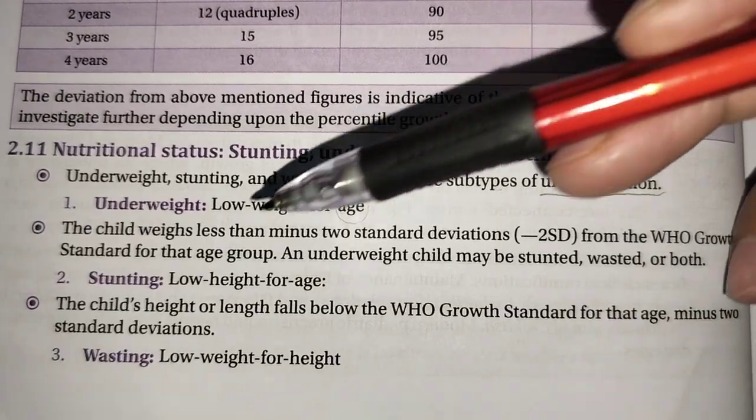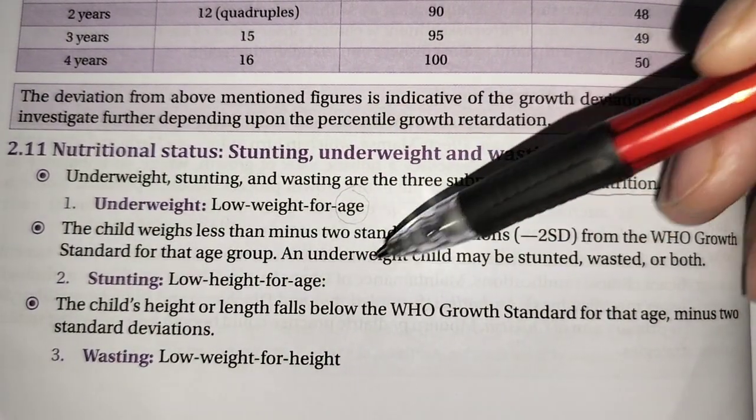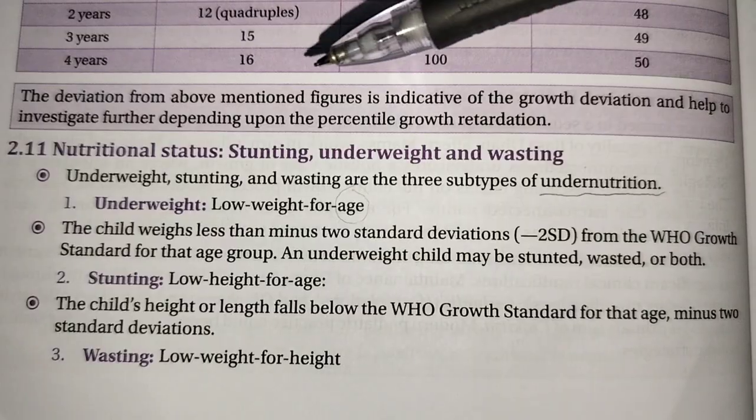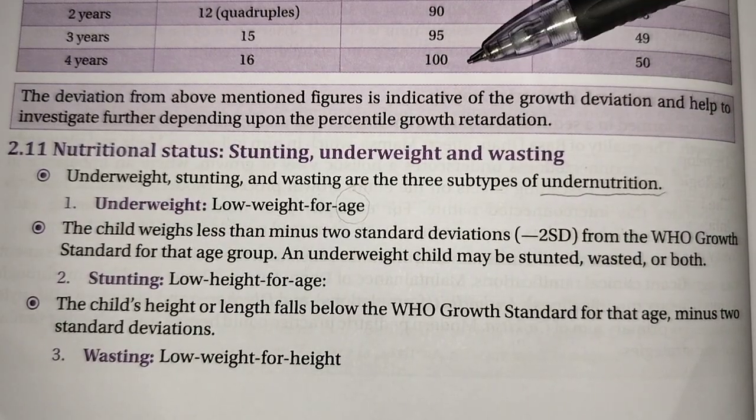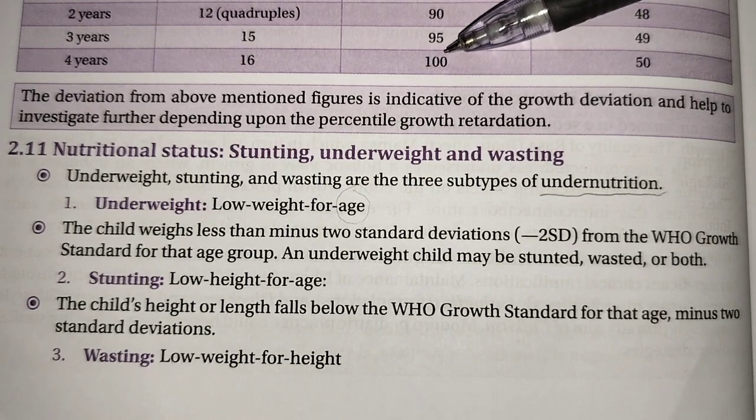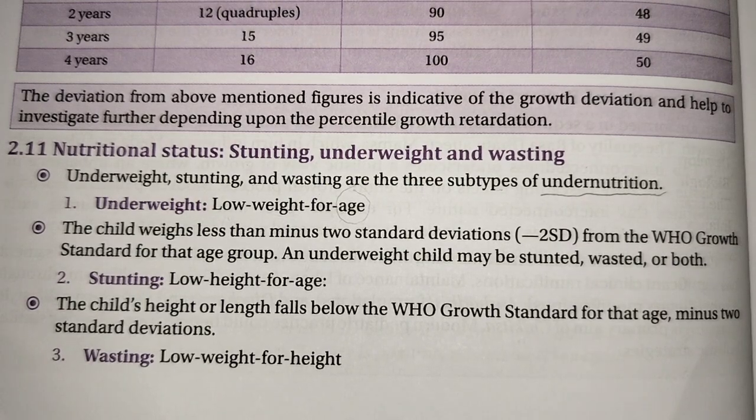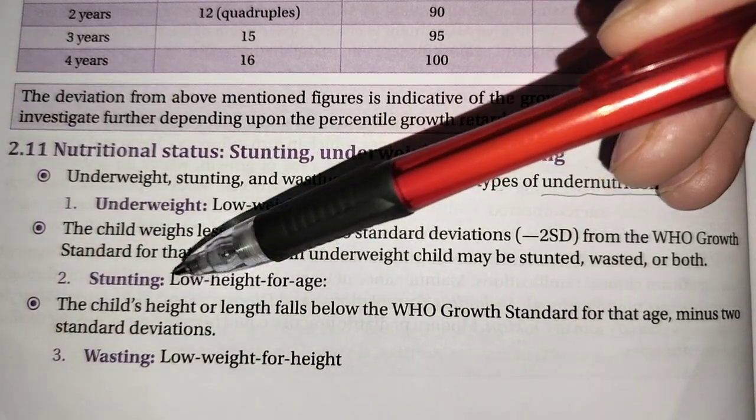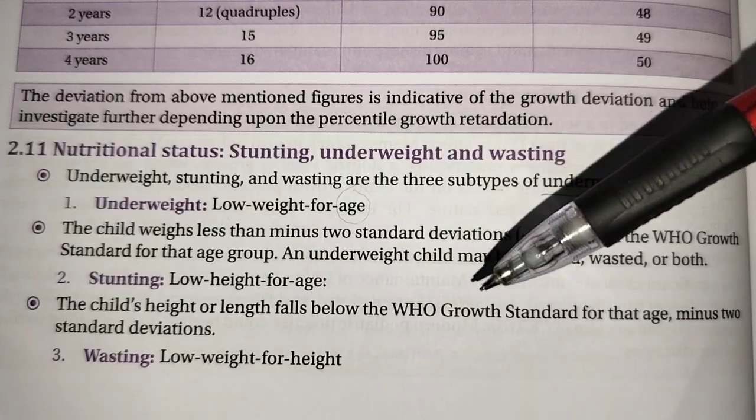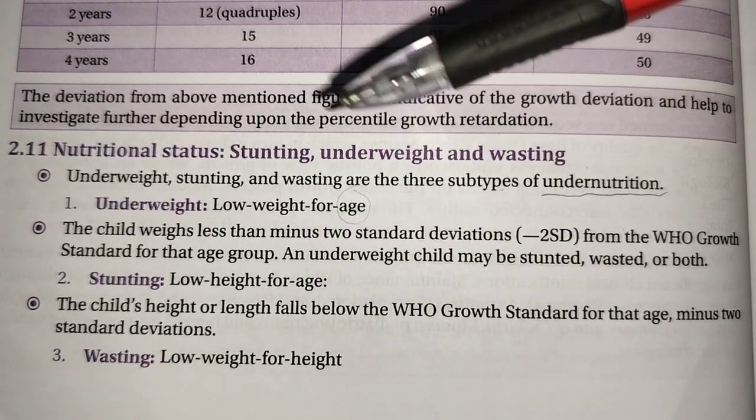Now stunting, wasting, or both. What is stunting? Low height for the age. We recently saw in the chart that if the baby is 4 years old, the height has to be approximately 100 centimeters, but if the height is 75 or 65 centimeters, it will be considered stunting. According to the age, the height of the baby is not correct according to the WHO standard. This should be considered stunting.